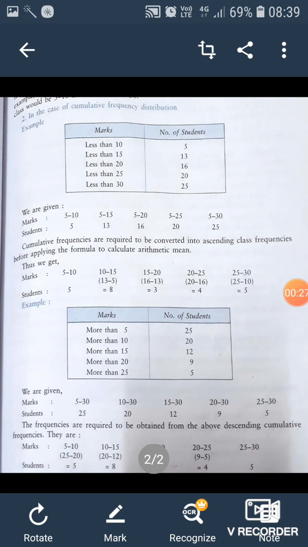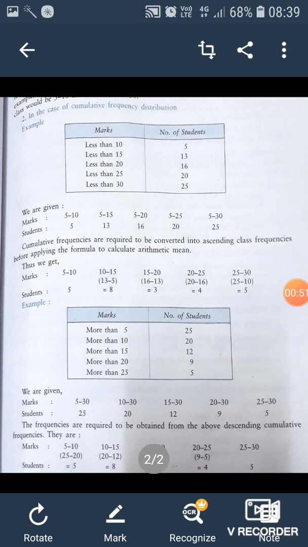We will see the difference between the values 10, 15, 20, 25. It is a difference of 5. So for less than 10 we'll take the 5 to 10 range. Then next, 10 to 15, 15 to 20, 20 to 25 and 25 to 30. These are the intervals we will convert into.